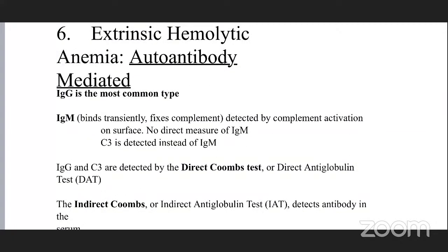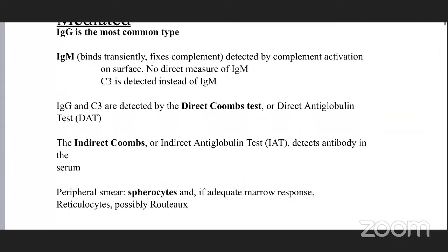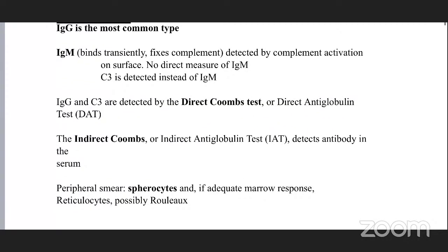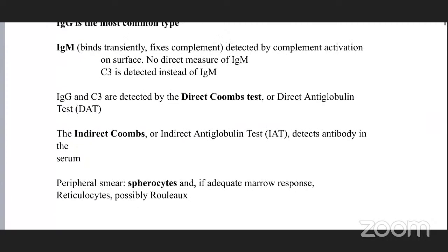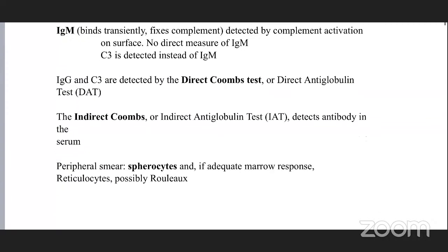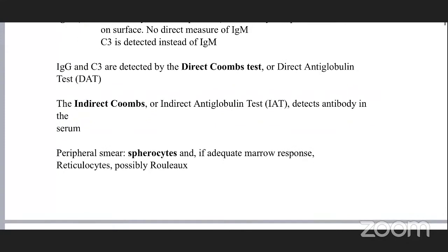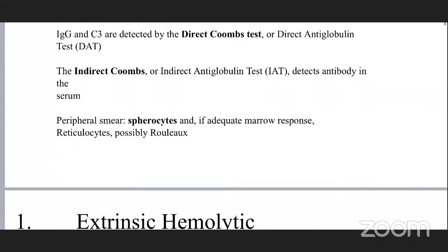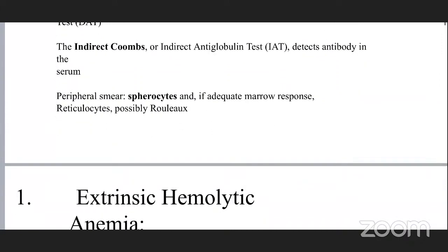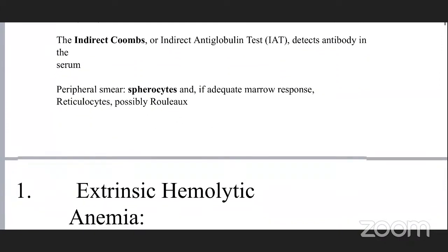This is in the smear, so we do this for extrinsic hemolytic anemia, which is mediated by antibodies. We will do the direct Coombs test for IgG and C3, and we do the indirect Coombs test to detect the antibody in the serum. And if we do a blood smear, we will see the spherocytes and also the small red cells, reticulocytes, which are premature cells, and sometimes we see rouleaux, which is many cells attached to each other.